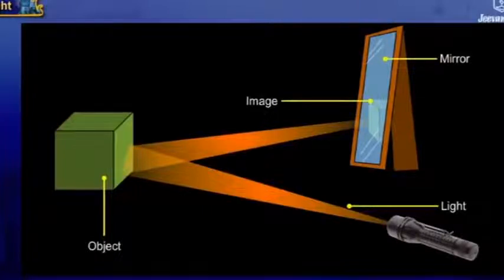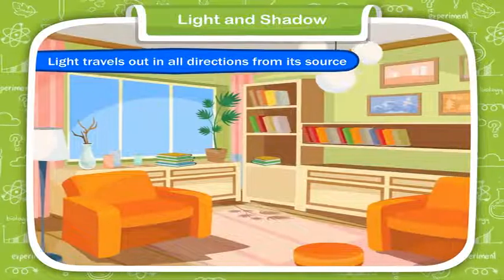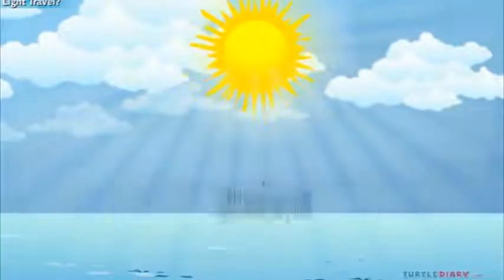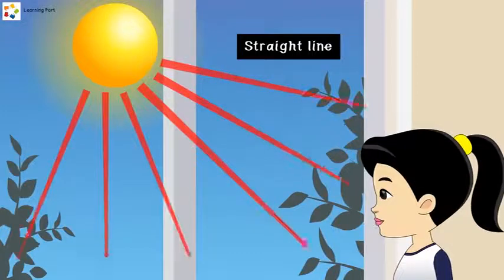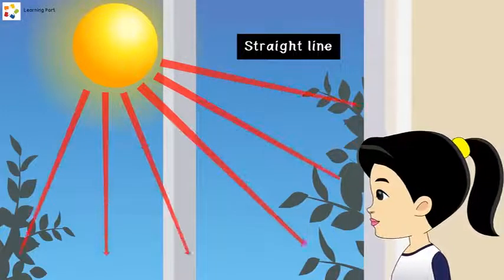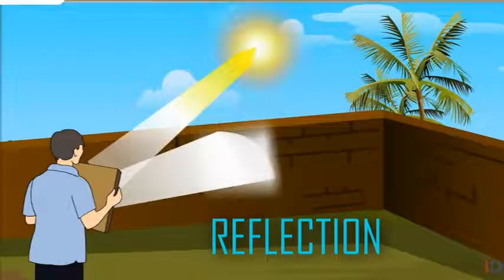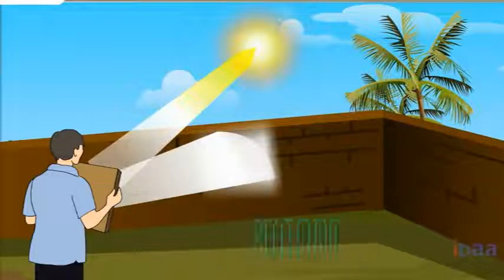Okay, next one, that is the fourth point. So the first one, what is it? Light can travel in all directions. Then, light travels very fast. The third is that light travels in a straight line. The fourth point is a property called reflection. If anything is placed in front of it, the light will hit it and come back, and that is called the reflection of light.